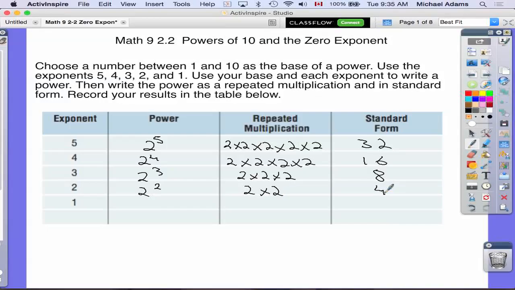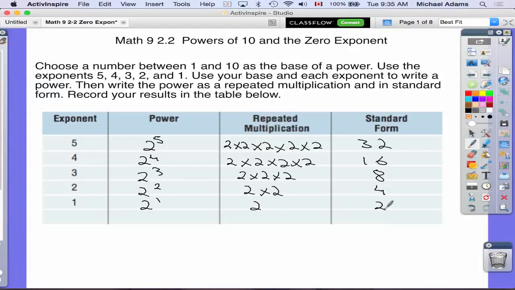Okay, so now my next exponent is 1. So I have 2 to the exponent 1. What do I put over here as repeated multiplication? Okay, just 2, right? Because it tells us there's only one 2 there. So what's that in standard form now? It's just going to be 2.